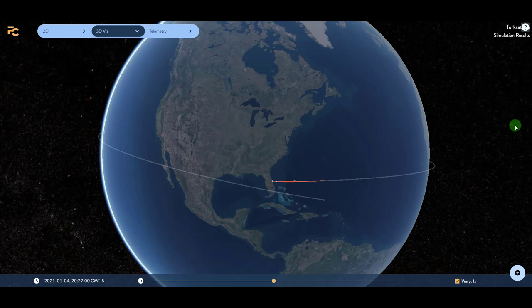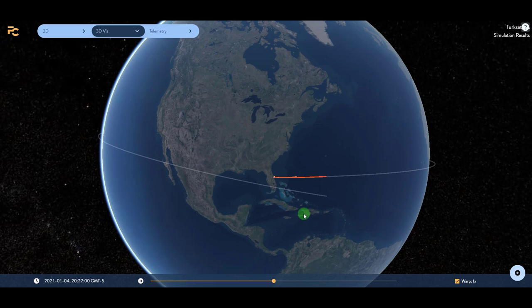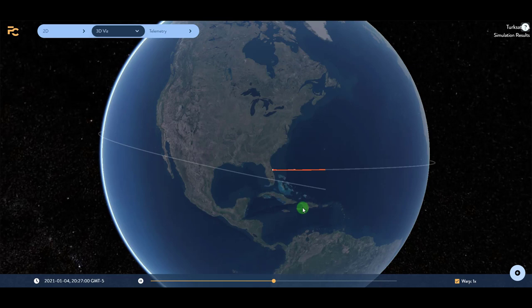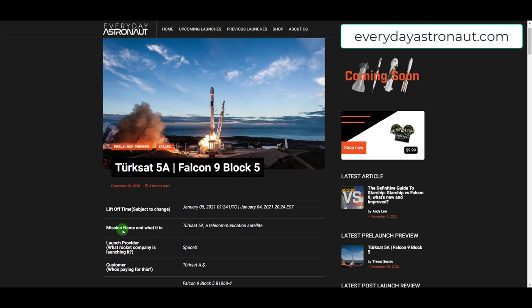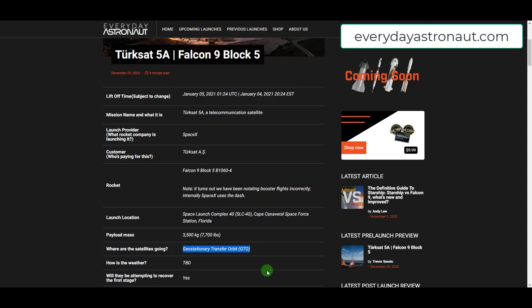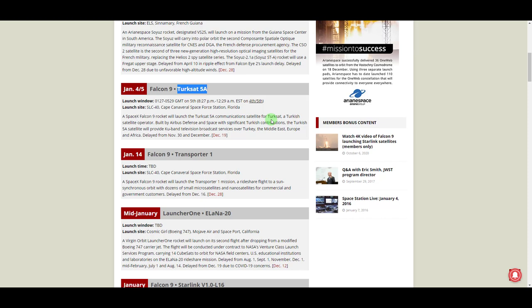Looks like this TurkSat launch is scheduled for January 4th or 5th, and this has a very different launch azimuth because it has a different mission and different required orbit inclination. According to Everyday Astronaut here on his website, it's headed toward a geostationary orbit. So it's a communication satellite for a Turkish satellite operator. This is from spaceflightnow.com.